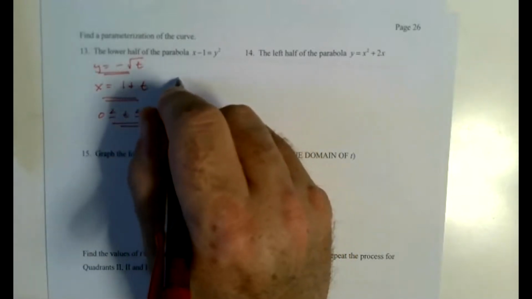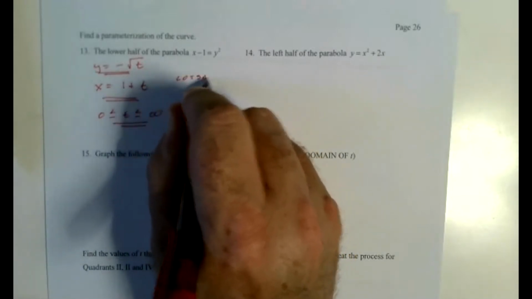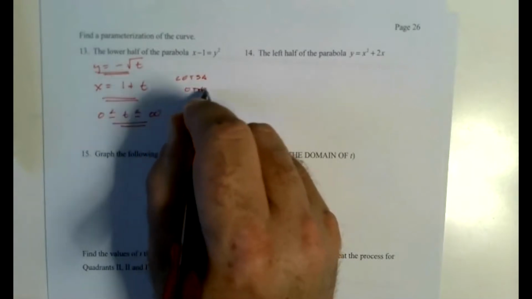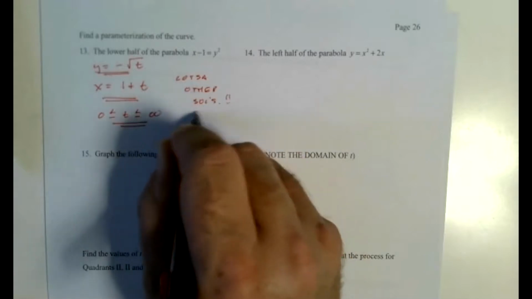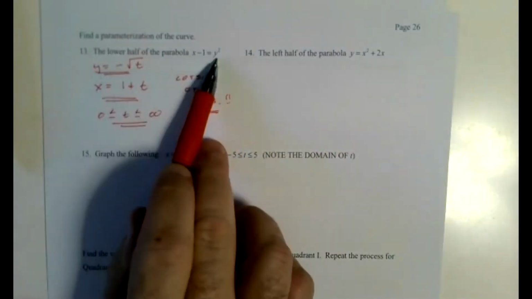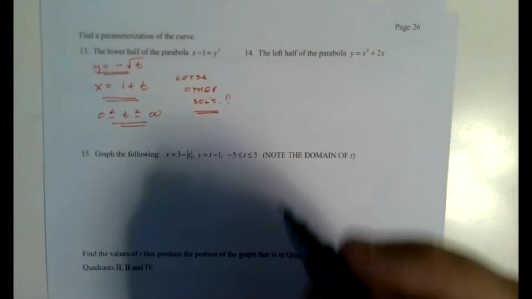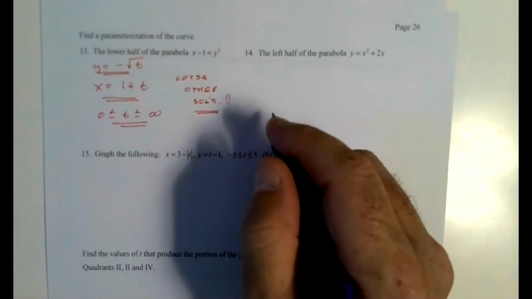There's lots of other solutions. That's just one way to do it. You just say y equals t and run with it from there. I mean, it doesn't really matter. This one works for the left half of the parabola.